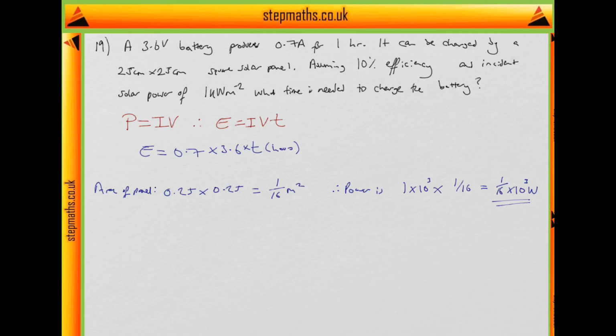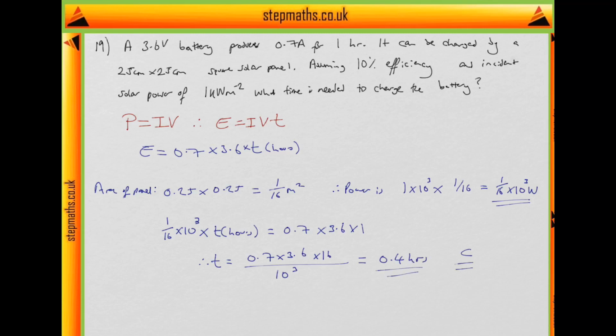So we require the energy produced, that's power times time, so that's 1 over 16 times 10 to the 3 watts, times the time it runs for, t, in hours, to be equal to the energy that the battery requires. Well, that's 0.7 amps times 3.6 volts times the time in hours, which is 1 hour. And therefore our time is equal to 0.7 times 3.6 times 16 over 10 to the 3. And that comes out to roughly 0.4 hours. So the answer is C.